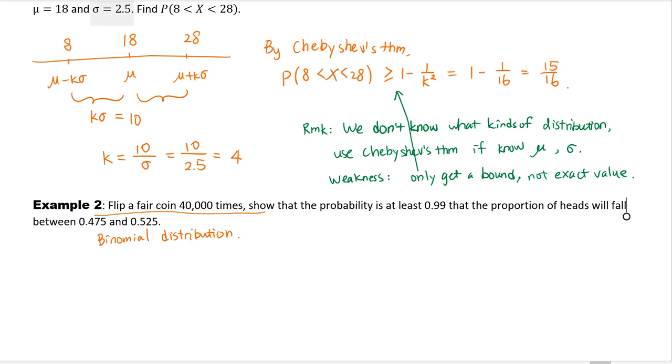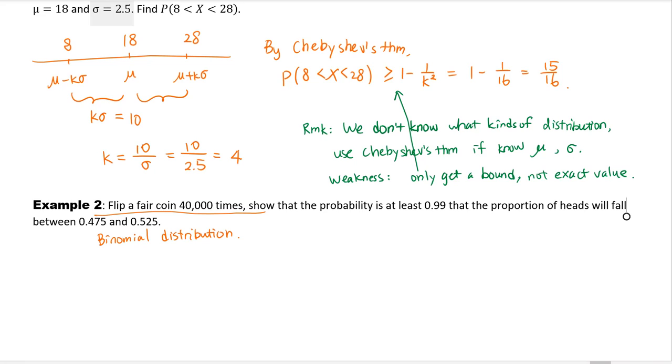Okay, well, didn't we just say for the Chebyshev theorem, we don't need to know the kind of distribution? Yeah, we don't need to know it, but if we know the kind of distribution, we can use this information to find the mean and standard deviation.